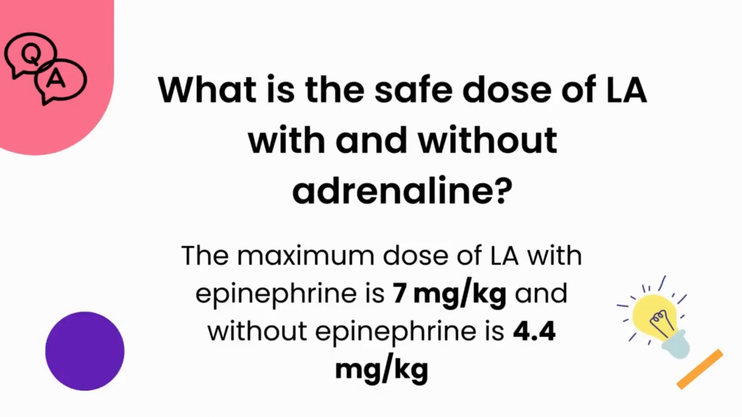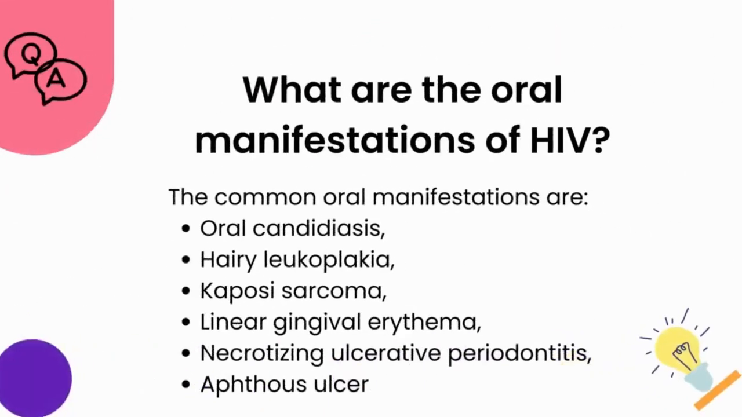What are the oral manifestations of HIV? The common oral manifestations are oral candidiasis, hairy leukoplakia, Kaposi sarcoma, linear gingival erythema, necrotizing ulcerative periodontitis, and aphthous ulcer. Obviously, you can expect questions from the manifestations that you have just told. From them, they can even ask you questions like, how do you manage such conditions? So that also is something which you should be aware about.